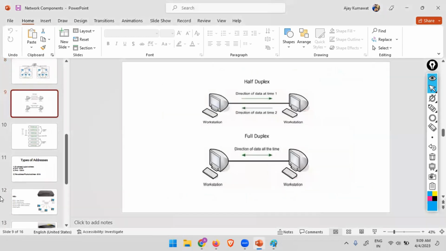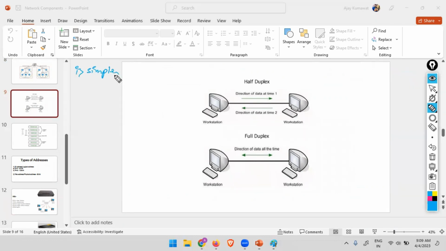Then we have type of transmission. Okay. So we have basically three types. One is the simplex, duplex. Okay, you can say modes of communication also. Not duplex, half duplex. Simplex, half duplex, and full duplex.